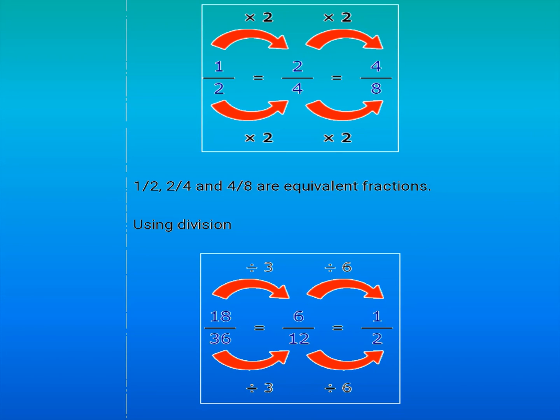Same as divide by 6. 6 1s are 6 and 2 6s are 12. In this way we can make equivalent. In this way we can convert a fraction into equivalent fraction.